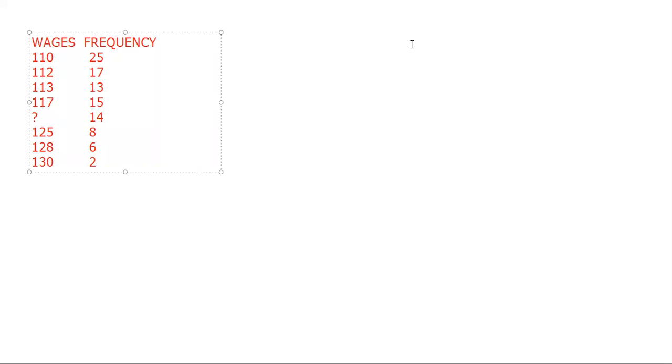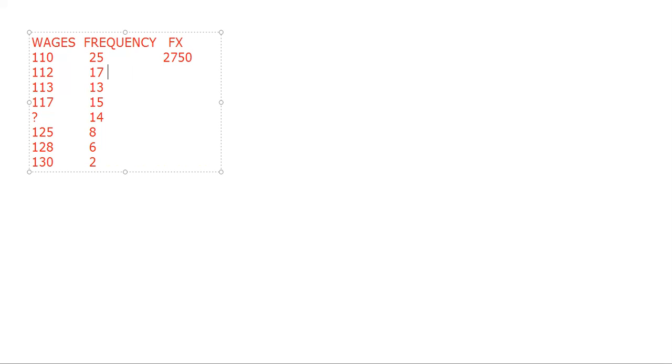In the direct method we have the formula summation fx upon summation f. So what do I have to compute? Of course you all know: I'm going to compute fx. That is 25 into 110, because x is 110 and the frequency is 25. So 25 into 110 will be 2750.